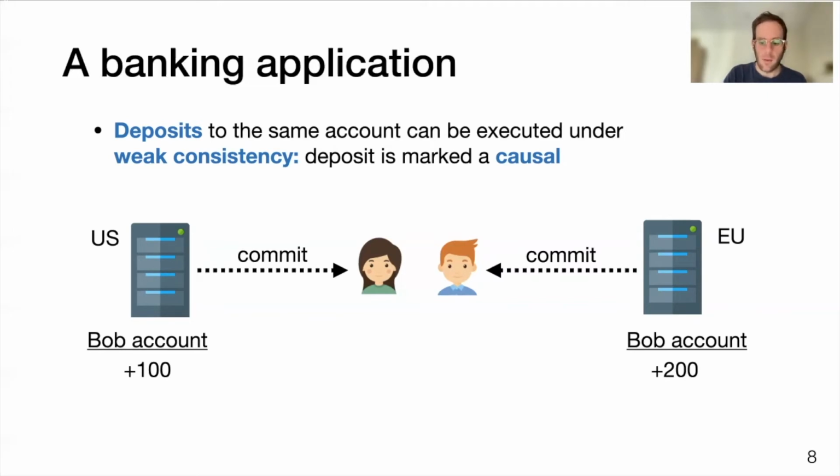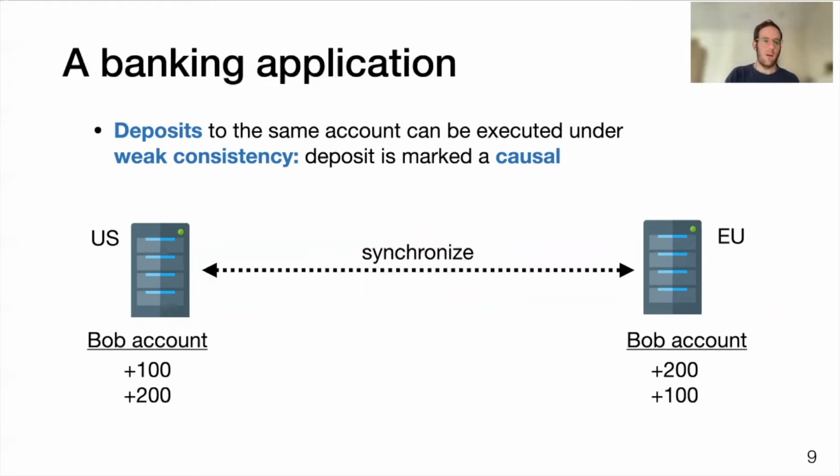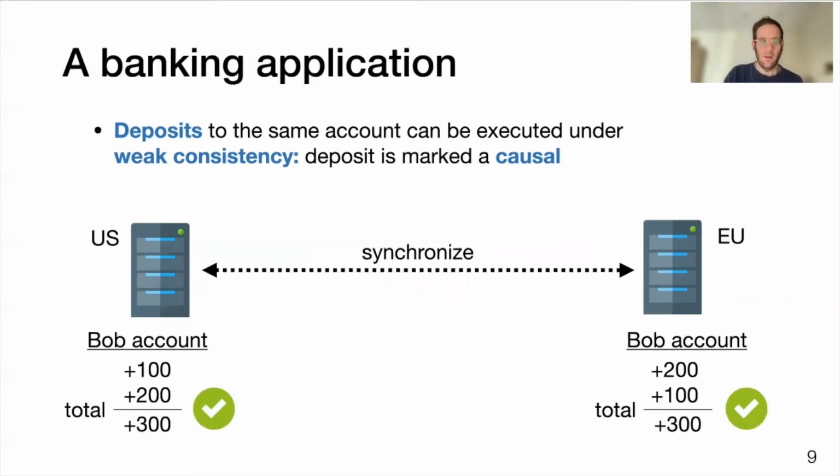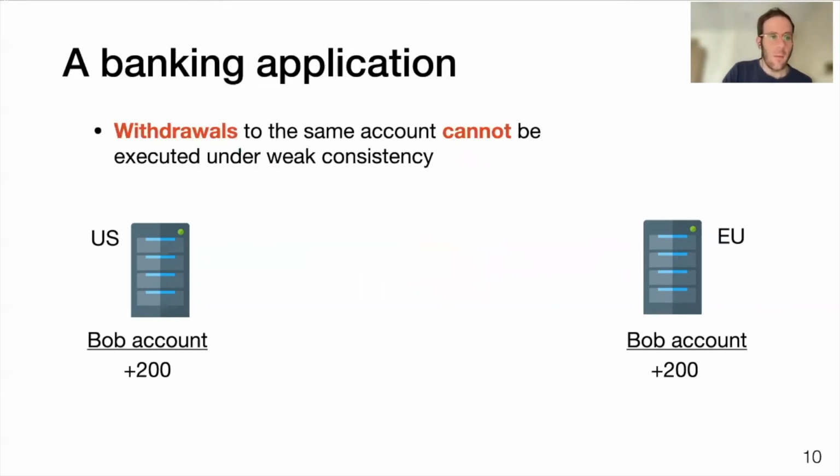So this is what happens here. And then afterwards, in the background, replicas will synchronize. They will exchange the operations that have been executed. So in this case, they will both exchange both operations and end up with the same account balance, which is okay. Let's see what happens with withdrawals.